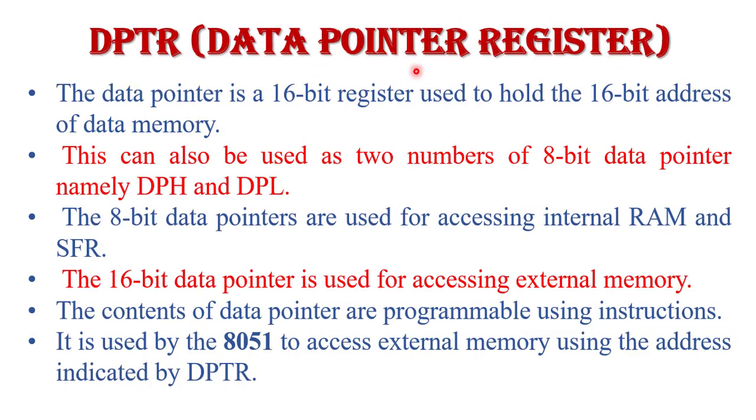Now next is the data pointer register. The data pointer is basically a 16-bit register and it is used to hold the 16-bit address of the data memory. We know that in the 8051 microcontroller we have program memory and data memory to store program and data. So to point to the data, or to hold the 16-bit address of the data memory, we use a 16-bit register that is called DPTR, the data pointer register. This register holds the 16-bit address of the data memory.